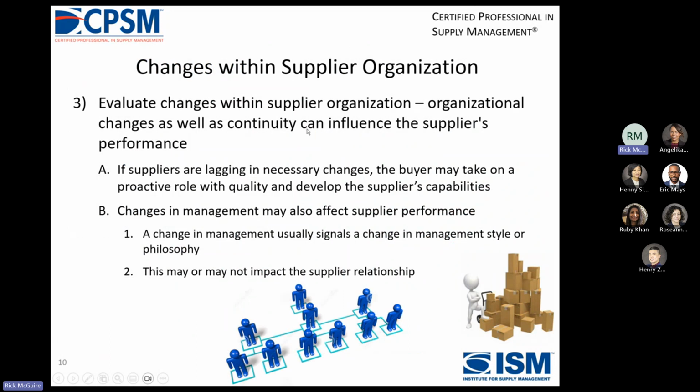And then evaluate changes within the organization. If suppliers are lagging in necessary changes, the buyer may take on a proactive role with quality to develop the supplier. Changes in management, you've got to be very careful with. It usually signals a change in management style or philosophy, because that usually emanates from the guy on the top. It may or may not impact the supplier relationship or the direction they're taking the company. So whenever you get management changes, pay close attention.